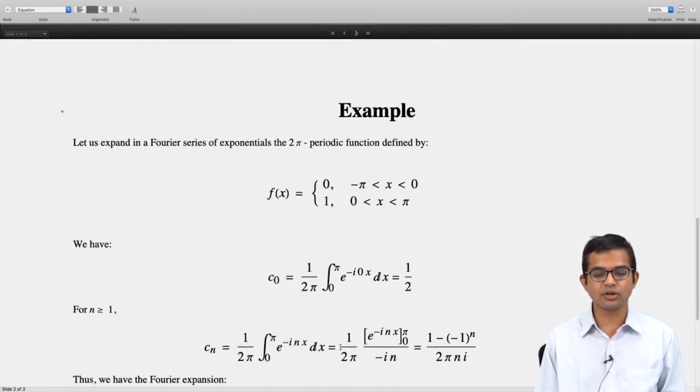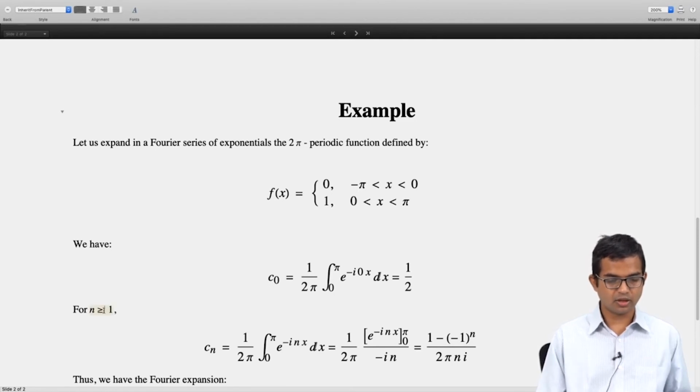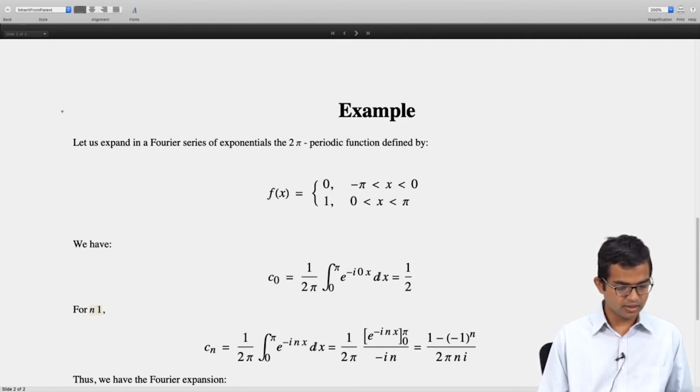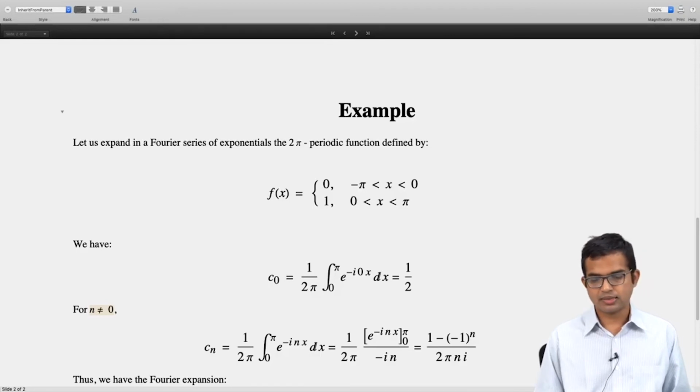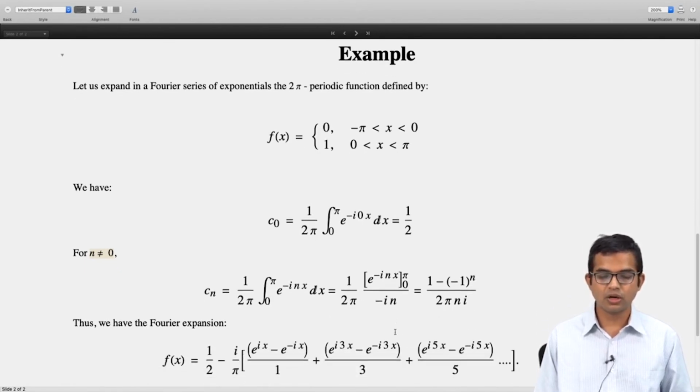And for n not equal to 0, and in fact also negative n, so I should say mod n greater than or equal to 1, cn is given by this expression, which you can check is just 1 minus minus 1 to the power n divided by 2 pi n i. So thus we have this Fourier expansion.